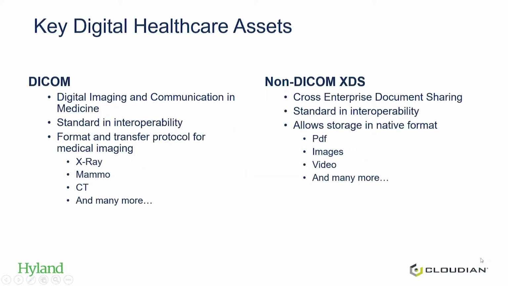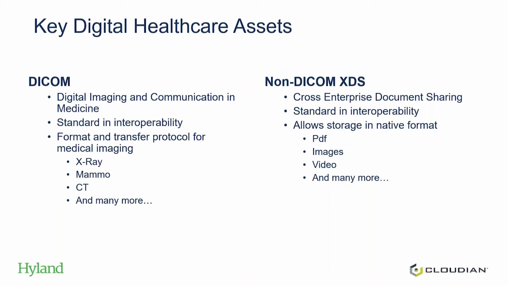So what is stored? What are those key digital healthcare assets that we talked about? It's usually separated into two different buckets. One is the DICOM data, and the other is the non-DICOM XDS. Let me explain what DICOM is. DICOM is Digital Imaging and Communications in Medicine. It's a standard for interoperability. It's used in the modality machines where you go in and have an X-ray or picture or an MRI type of machine. It's a little bit of an older format, created, I think, in the late 80s, early 90s. It's a format and transfer protocol for medical imaging. Like I said, you see it in X-ray, mammography, CT, and many more.